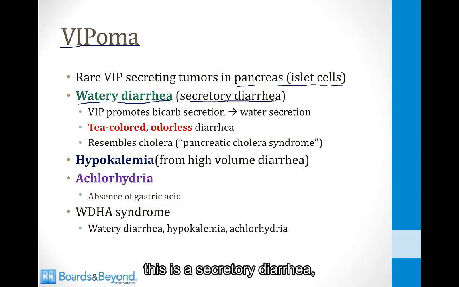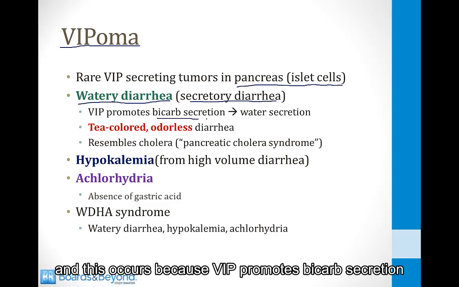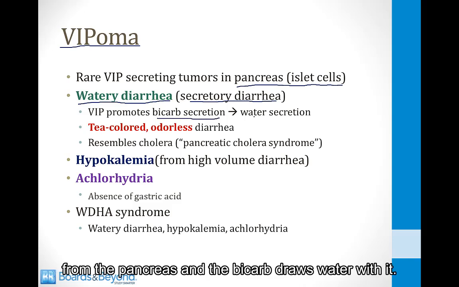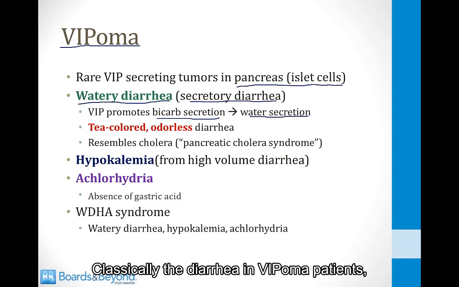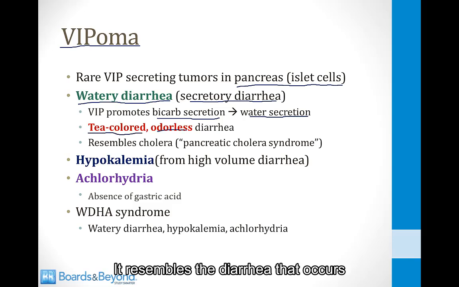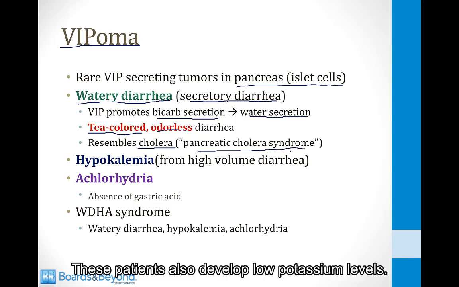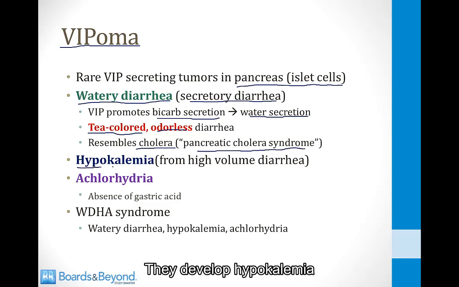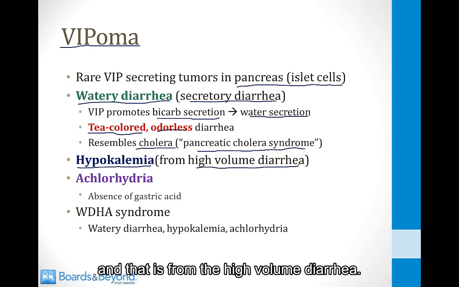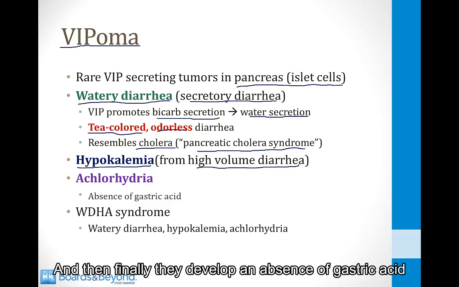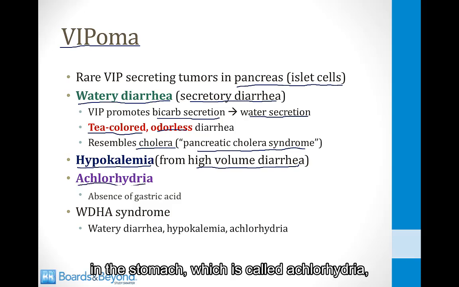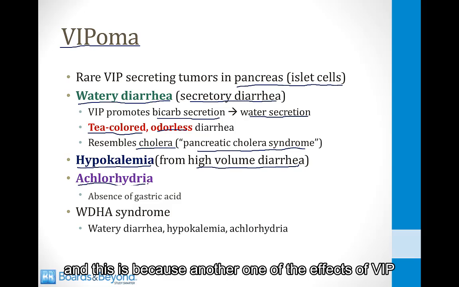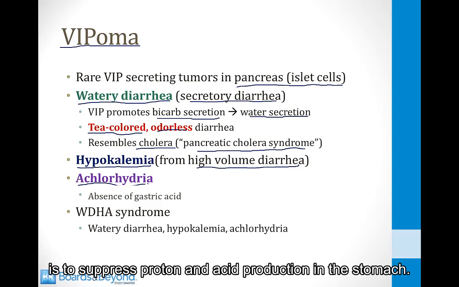This is a secretory diarrhea, and this occurs because VIP promotes bicarb secretion from the pancreas, and the bicarb draws water with it. Classically, the diarrhea in VIPoma patients is described as tea-colored and odorless. It resembles the diarrhea that occurs in the infectious disease cholera, and sometimes VIPomas are described as the pancreatic cholera syndrome. These patients also develop low potassium levels. They develop hypokalemia, and that is from the high volume diarrhea. And then finally, they develop an absence of gastric acid in the stomach, which is called achlorhydria, and this is because another one of the effects of VIP is to suppress proton and acid production in the stomach.